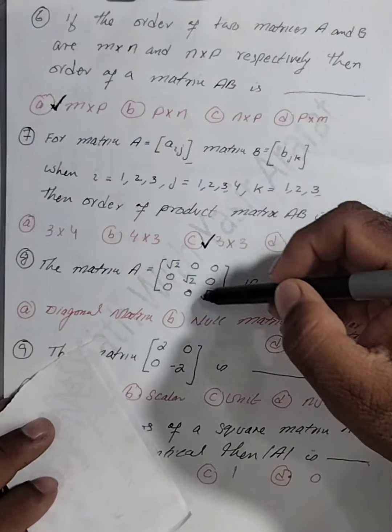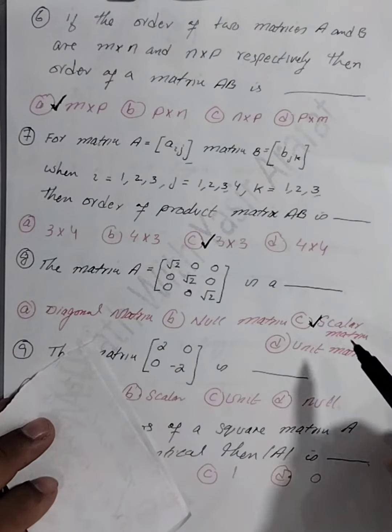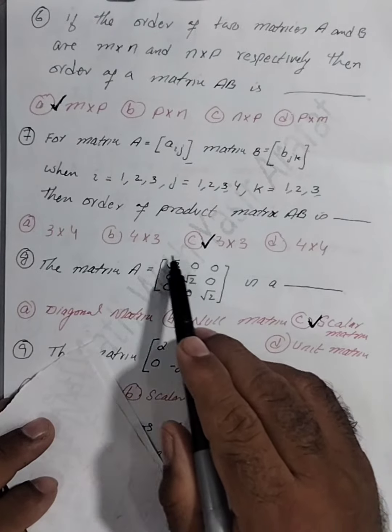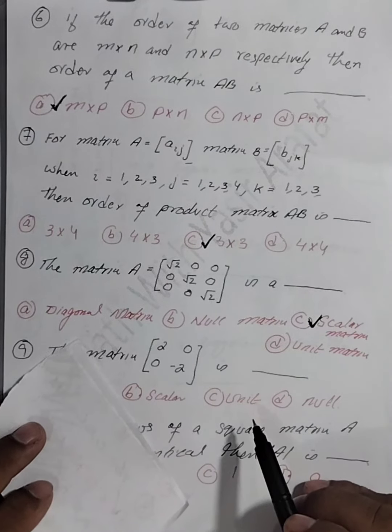Here the principal diagonal having the same element, this is called a scalar matrix. We have the principal diagonal, the same element here.